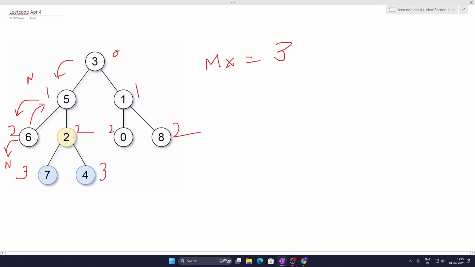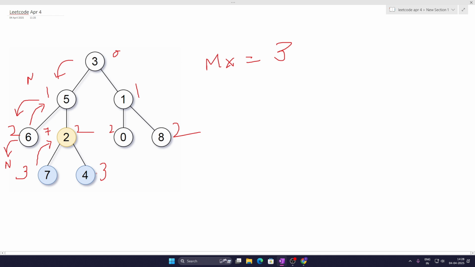Then we will check the depth of the 2. What is the depth of node 2? Here the depth of node 2 is 2. Then what is the maximum depth? 3. So it's not the case. Then we will go for the left subpart. The left subpart is 7. Then we will check the depth of 7. What is your depth? 7 says my depth is 3. Then what is the maximum depth? The maximum depth is 3. Are both equal? Yes, it's equal. Then we will return the value 7, that is not a null value. At node 2, its parent gives us the value 7.